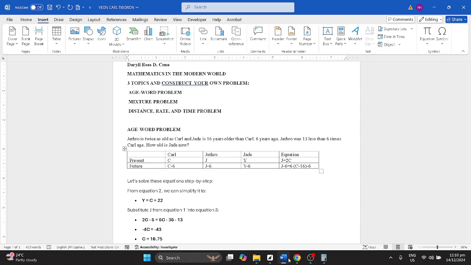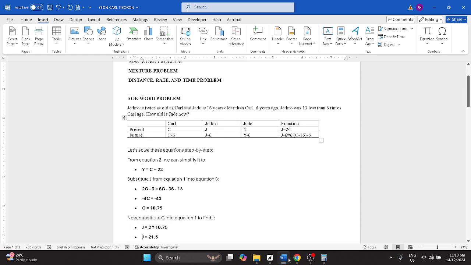So here in this table we can see the equation of their age. Now let's solve this equation step by step. From equation 2, we can simplify it to y, which represents Jade's age, equals c, which represents Carl's age, plus 22, which is from equation 2.